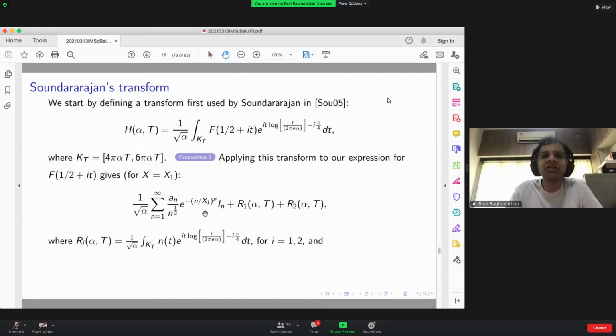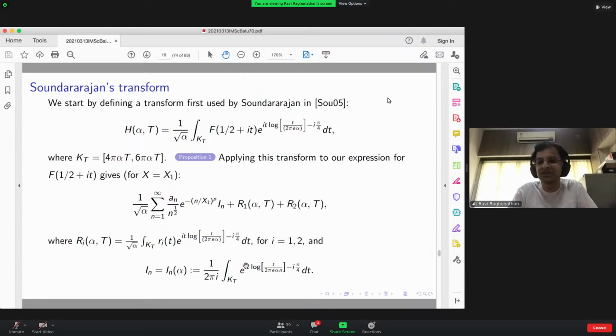Anyway, so here is a transform. So what you can do is you use a lemma, and inside the transform, you replace your f half plus it by this convergent Dirichlet series times in. Okay, I'll tell you what in is in a second, and two remainder terms. So the remainder terms are just the old remainder terms, small rit, and you hit them with your e to the it log t by alpha, right? And in is this integral over an interval of length alpha t, e to the it log t by 2 pi e alpha n I.